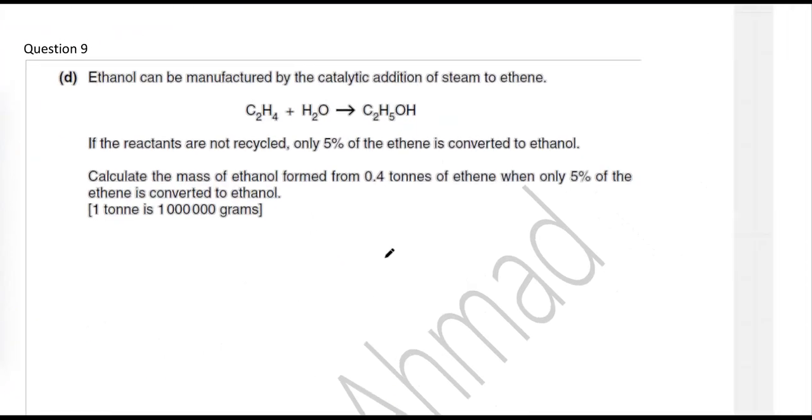Calculate the mass of ethanol formed from 0.4 tons of ethene when only 5% of the ethene is converted to ethanol. So the first thing is that only 5% reacts, so 5% of the 0.4 tons of ethene. This one is ethene and this one is ethanol; I have written the names of both. First find 5% of 0.4 tons.